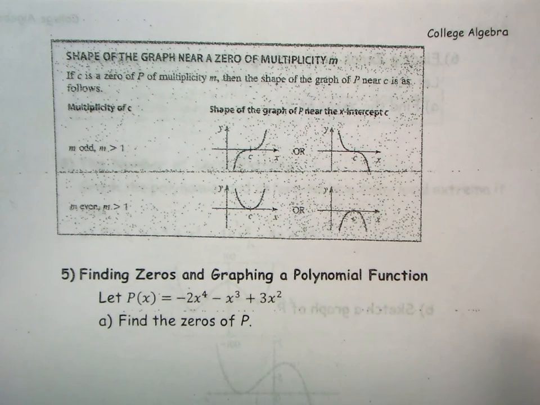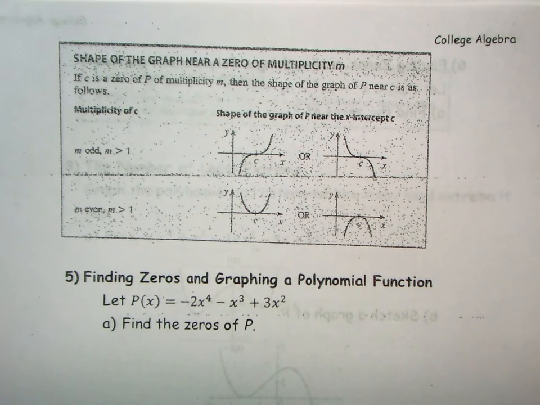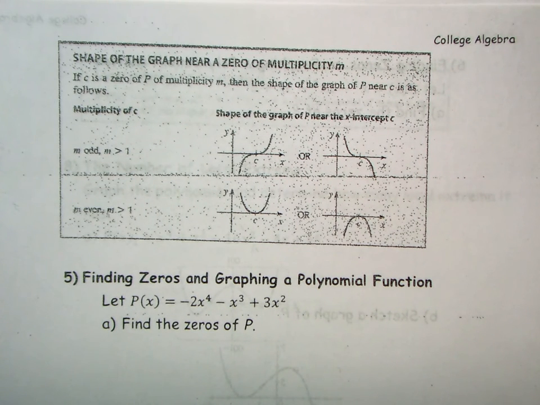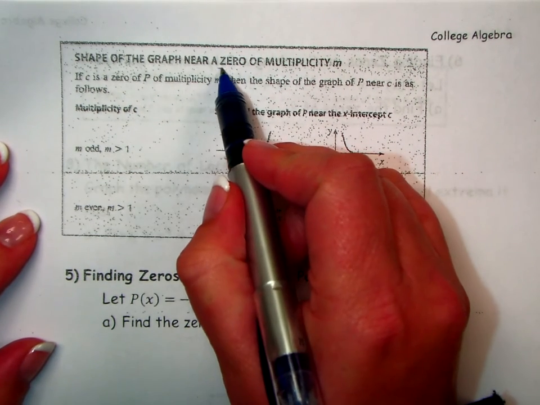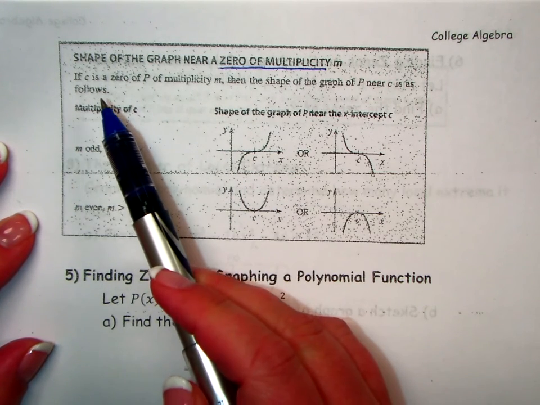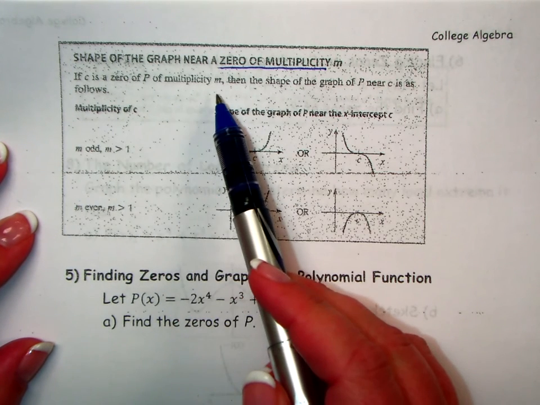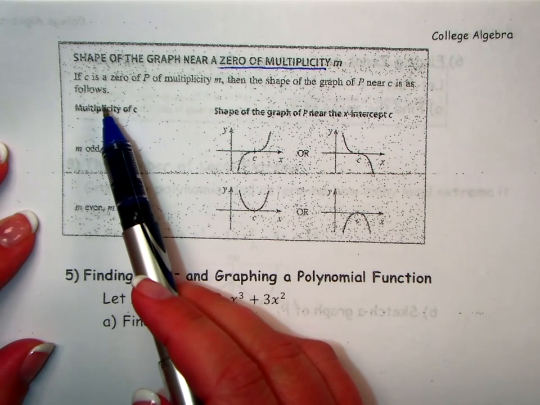Okay, so this is video 3 for 3.2. This should wrap it up. The last thing we need to talk about is zeros of multiplicity. So this says if c is a zero of multiplicity m, then the shape of the graph of P near c is as follows.